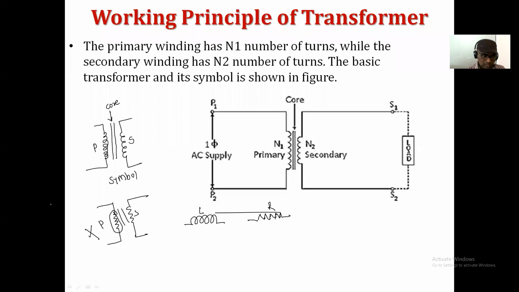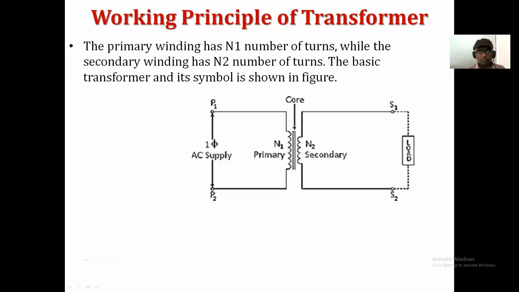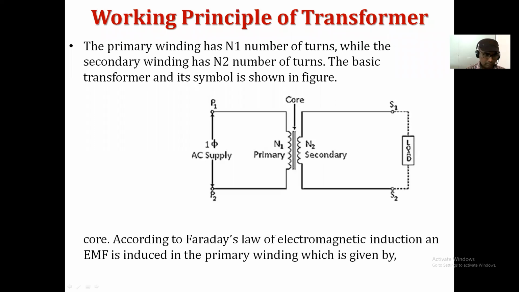That's why you can see in the diagram also how the symbol is drawn. The symbol is drawn just like a coil. One coil acts as a primary, another one acts as a secondary, and in between, the two vertical lines represent the core of the transformer. This is the symbol. Okay, now try to read it.